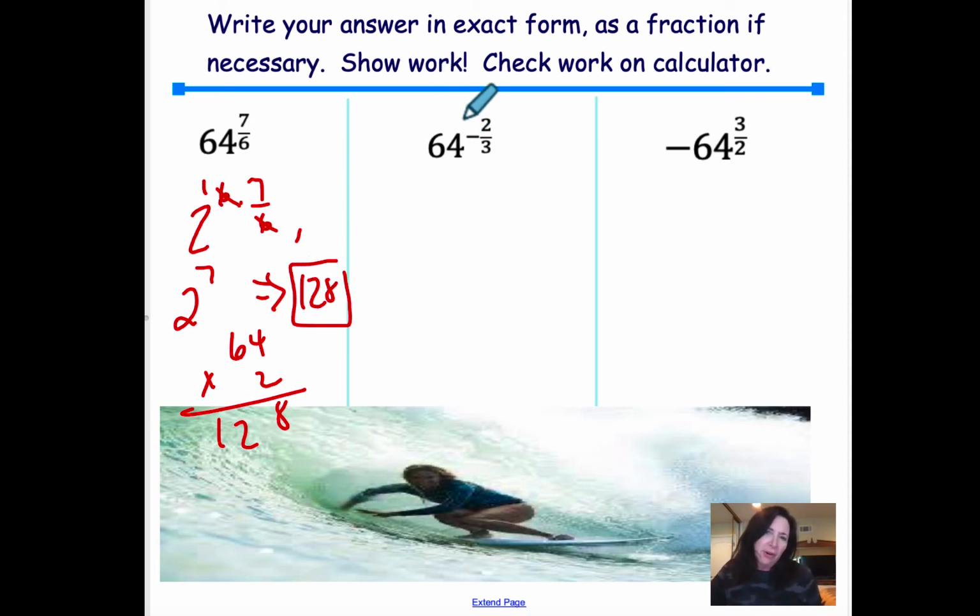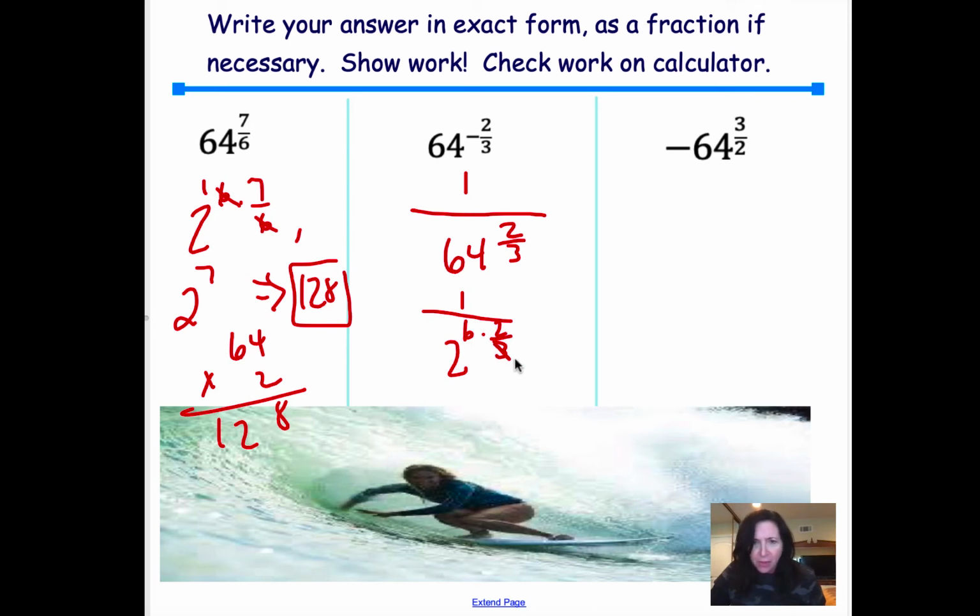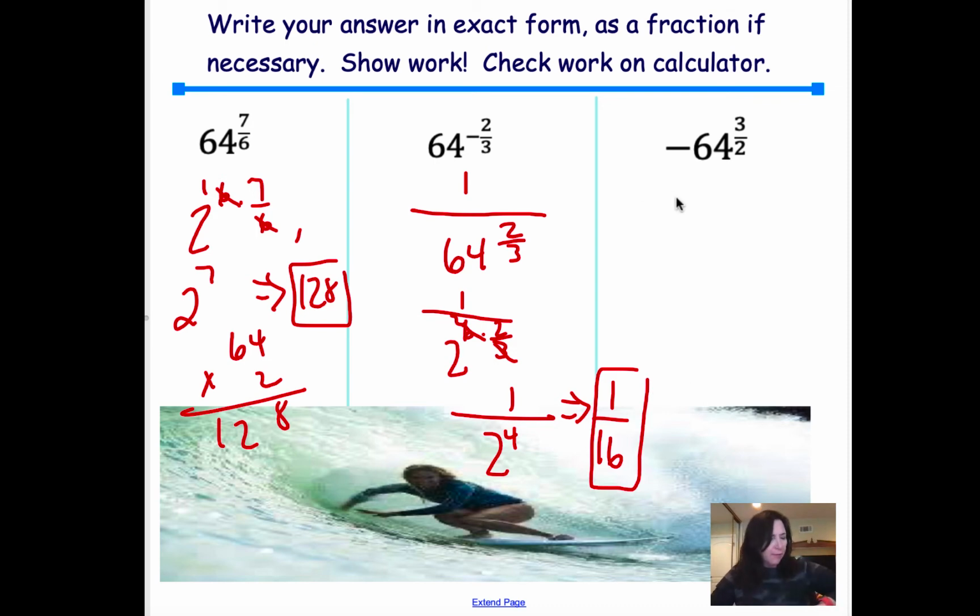For this problem, this one is actually 1 over 64 to the now positive 2/3 power, because the negative exponent brought everything down to its inverse. So now we have 1 over 64, which is 2 to the 6th power, and that's to the 2/3 power. The 3's are going to cancel and make 2. 2 times 2 is 4. So we have 1 over 2 to the 4th power. 2 to the 4th power is 16. So this is finally 1 over 16, and that's the simplified form.